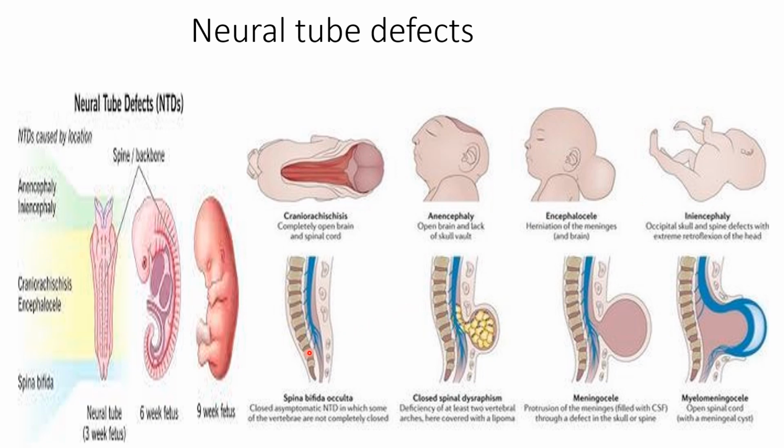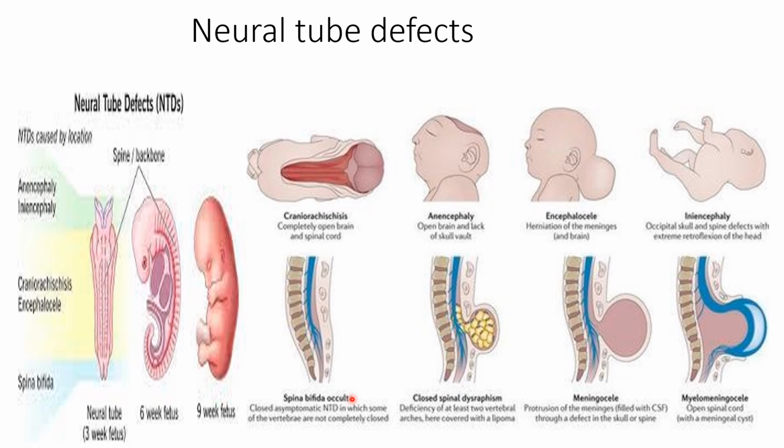Now let us see the defects in the vertebral column. If there is any defect in the closure of the vertebral column, it is known as spina bifida. The most mild variety is spina bifida occulta. Occulta means hidden. Here the vertebrae are not completely closed, but there is no herniation of the meninges or the spinal cord. So it is a closed asymptomatic neural tube defect in which the vertebrae are not completely closed, but there is no herniation of any structure.